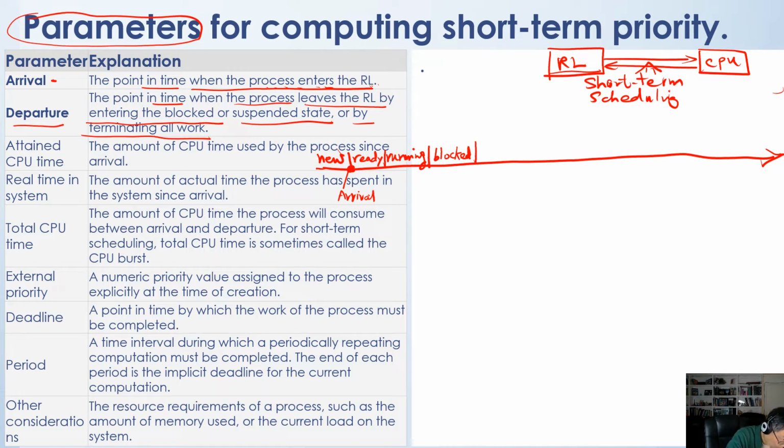Okay. Then the process may be in the blocked state. If the process is running and requests a resource, and the resource is not available, the process will be blocked. It cannot continue to run. So it will leave the ready list, and the process is going to be put in the waiting list for this resource. This is called the departure time.